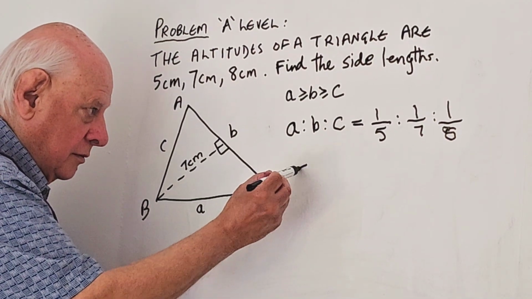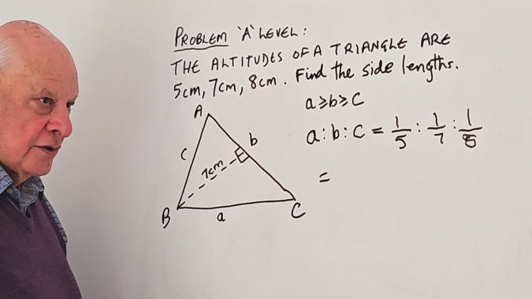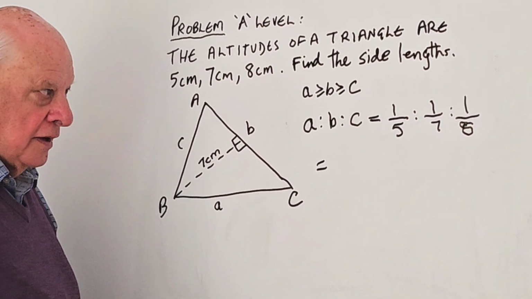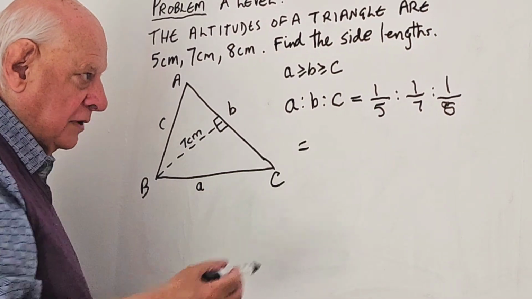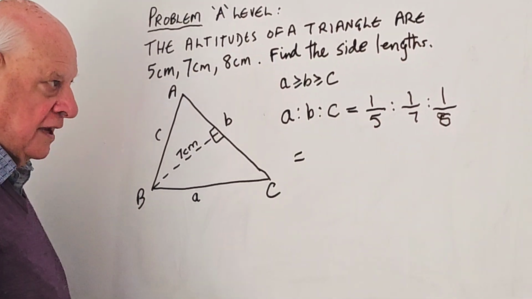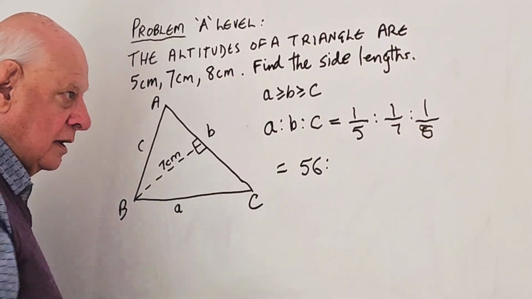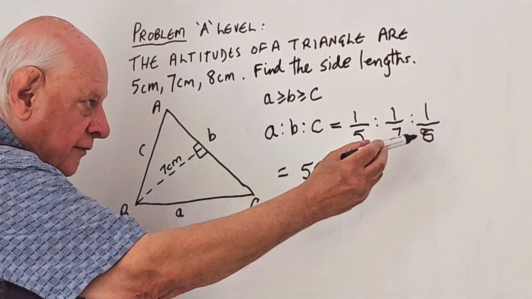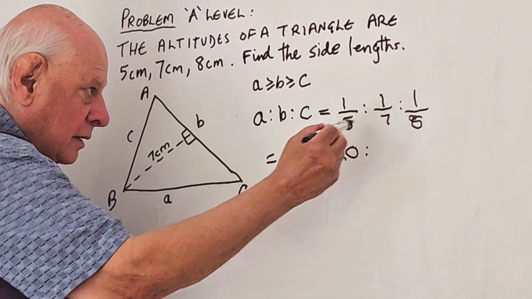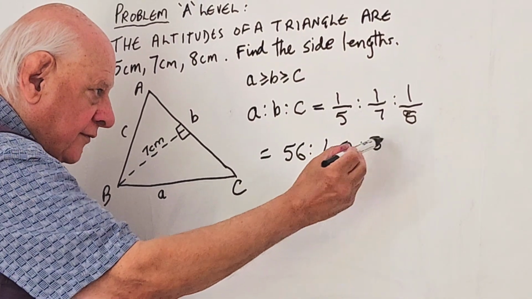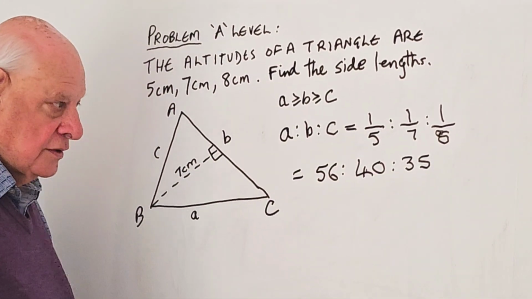Now, we've got them in form of fractions. We'll blow the fractions away by multiplying by the suitable numbers, and if you multiply everything by 5 times 7 times 8, this one will be 7 times 8, which is 56. The middle one will be 5 eighths is 40, and the last one will be 5 sevens 35. Bit easier to handle than fractions.